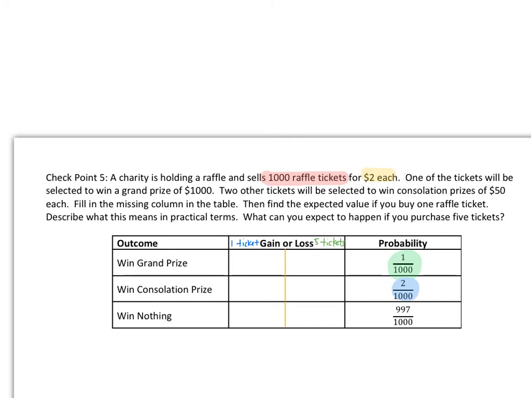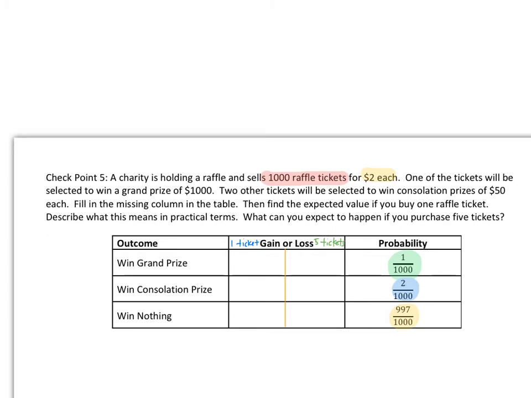So that leaves 997 out of 1,000 as losing tickets. Okay, so let's talk about the gain or the loss. Now keep in mind, you spent $2 on this ticket. So if you win the grand prize, how much did you actually gain?